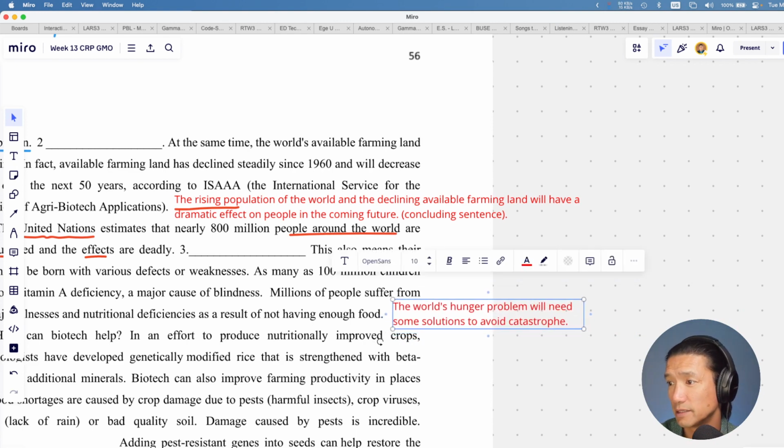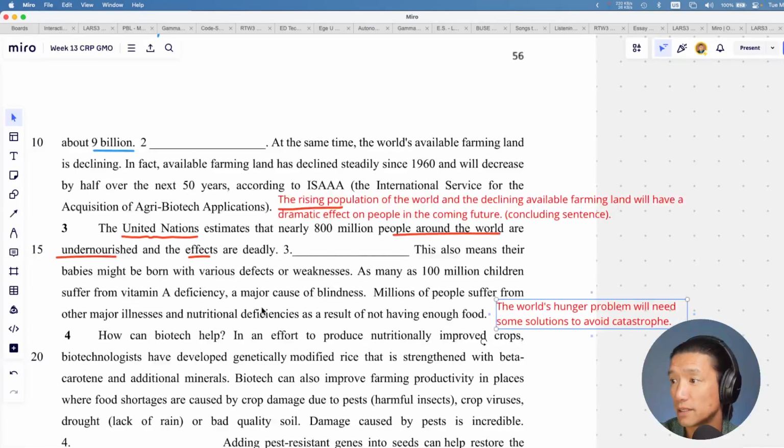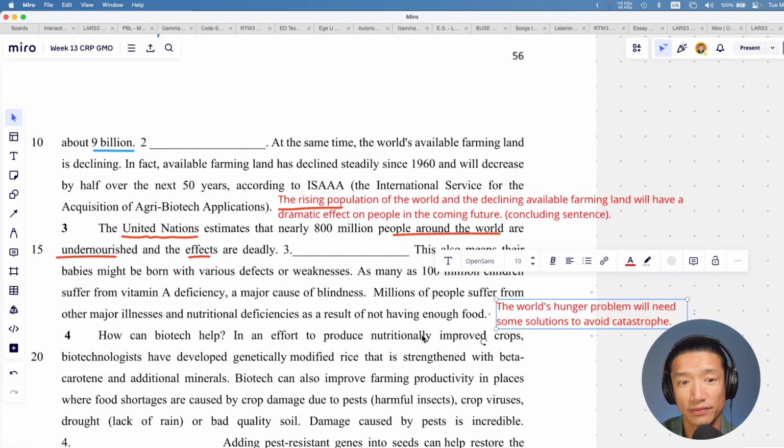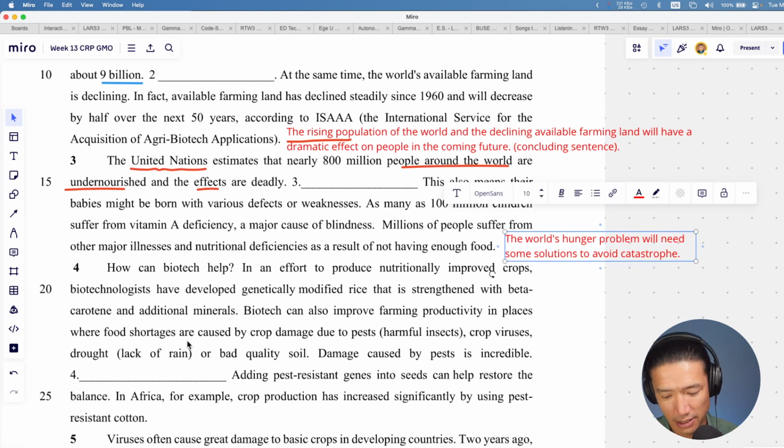The world's hunger problem will need some solutions to avoid catastrophe. So I'm not summarizing, but I've mentioned these words again, these key words, things about hunger or about the world, right? Catastrophe is another word for disaster. You can look that up. It's a difficult word, but it's a word everybody should know. The climate catastrophe. That's a better word. It's not a euphemism like climate change. Climate change is so weak.